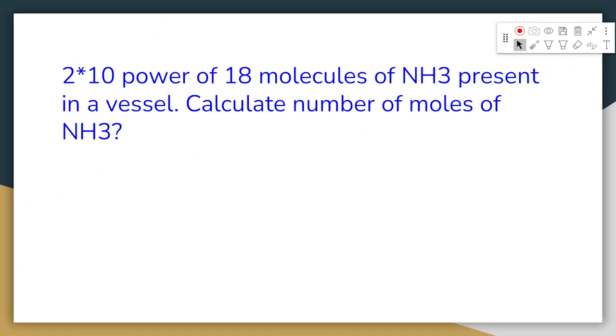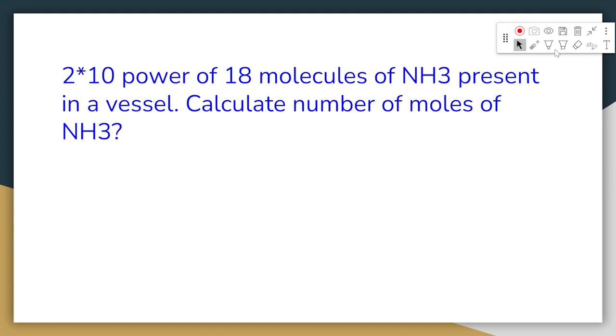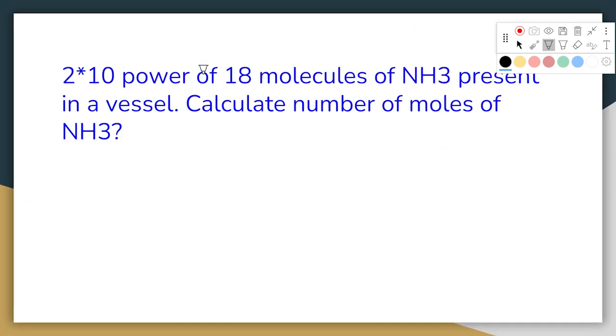You can check. Now the first question: 2 into 10 to the power of 18 molecules of ammonia are present in a vessel. Calculate the number of moles of ammonia. Simple. Given the number of molecules and asked to calculate the number of moles. Which formula do you have to use? Simple. This second formula: number of moles equals number of molecules by Avogadro number. This formula you have to use.